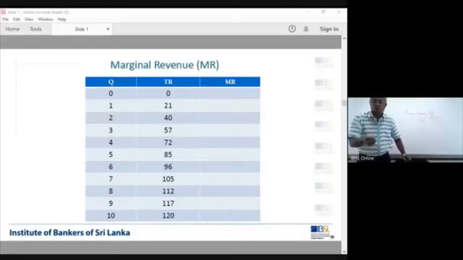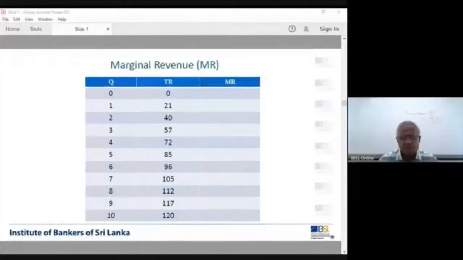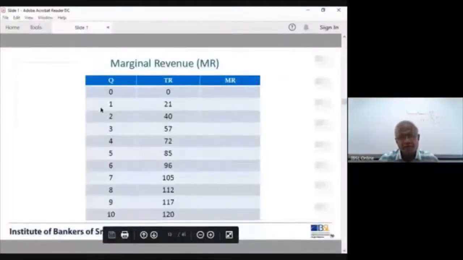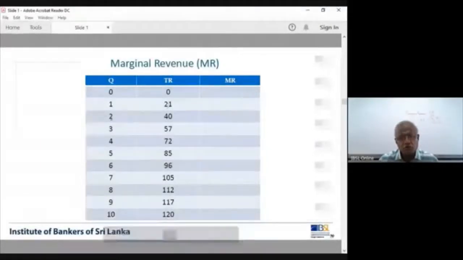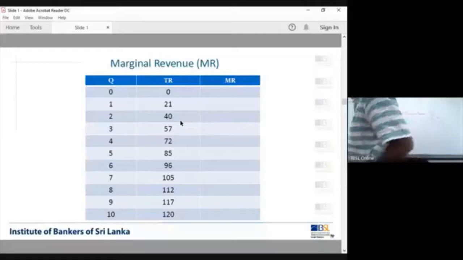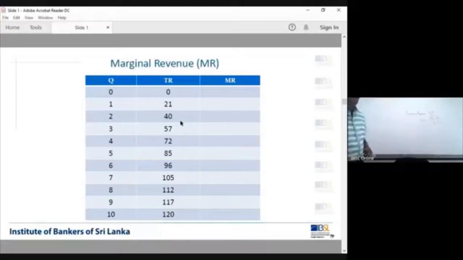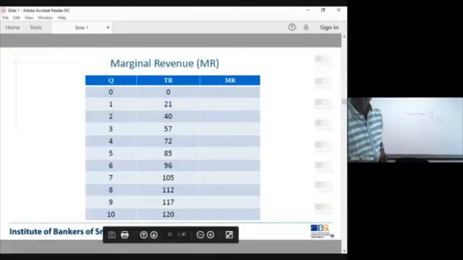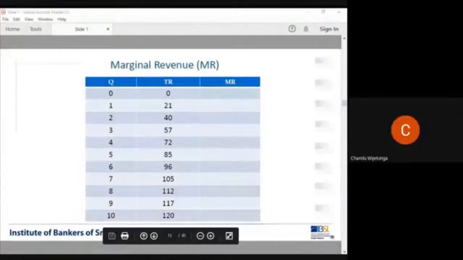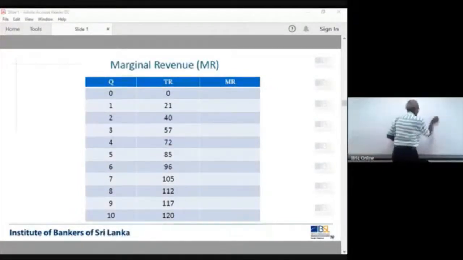Like that, you can calculate MR. This table is there. For example, by selling the first unit, you can earn 21. 2 units, 40. Then 40 minus 21 divided by 2 minus 1. Can you calculate the MR? Take down this formula. MR is 40 minus 21 divided by, I got this. 19. Right, yes, 19, correct, good.